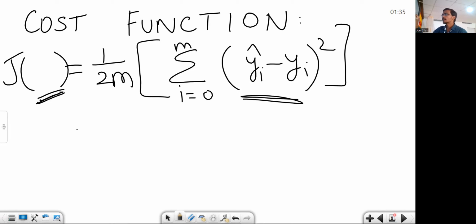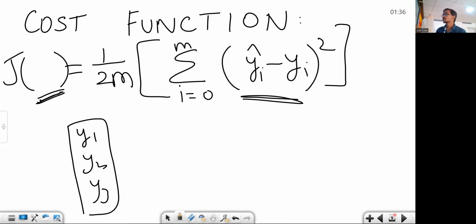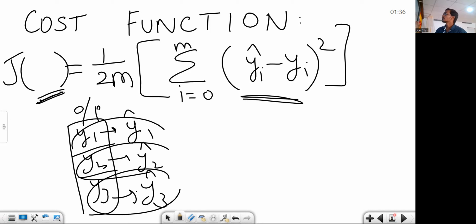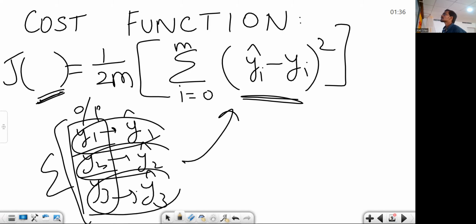For every value of y that is present in the data set, for every label output, there will be our prediction: for y1 it will be y hat 1, or y2 hat and y3 hat. So we take the difference between these, and we have to take the summation of all these differences. And why is our summation running from 0 to m? Any guesses? 0 to m because we know that in our training data set, there are m training examples. That is why 0 to m.